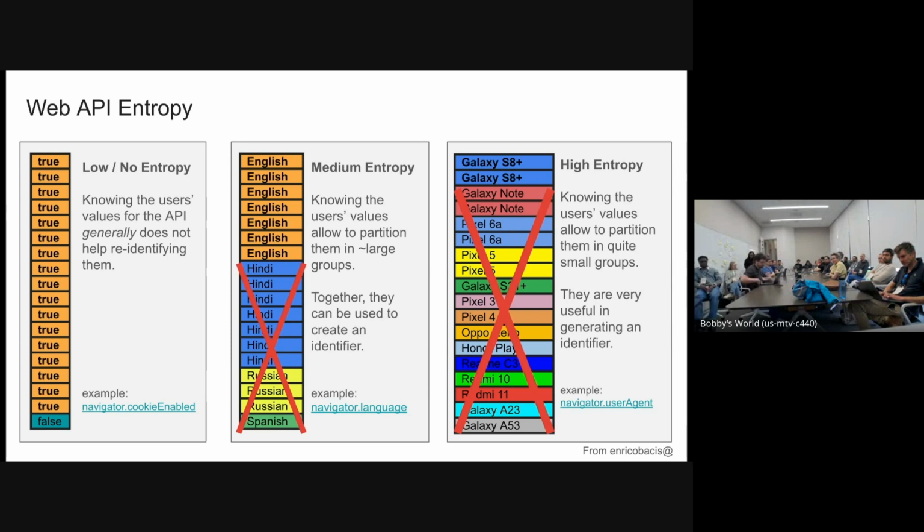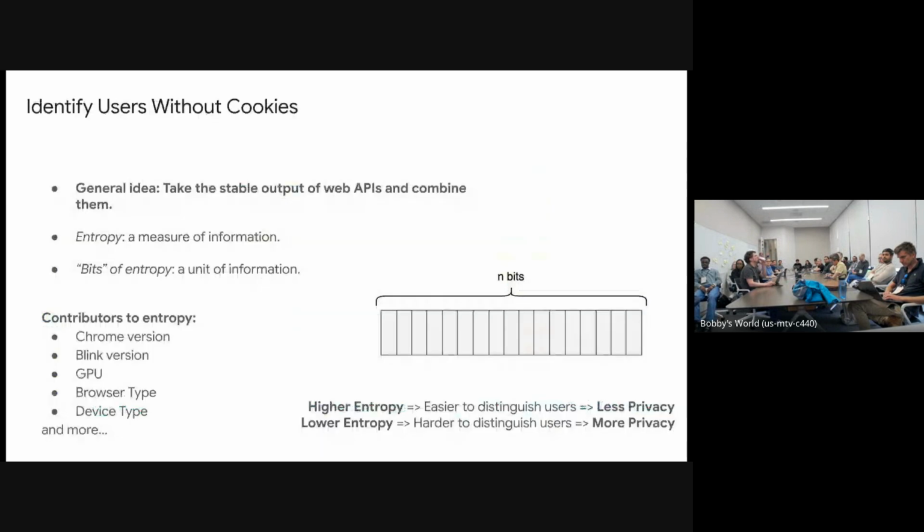If you combine all this, the low entropy, the medium entropy, and the high entropy, chances are I will be quite unique amongst the Galaxy S8 users. Maybe the other Galaxy S8 users are using Hindi, or maybe they have cookies disabled. In that case, it narrows it down to me. So the TLDR: if you have higher entropy, it's easier to distinguish users, and therefore it's less private. If you have lower entropy, it's harder to distinguish users, and therefore it is more private.